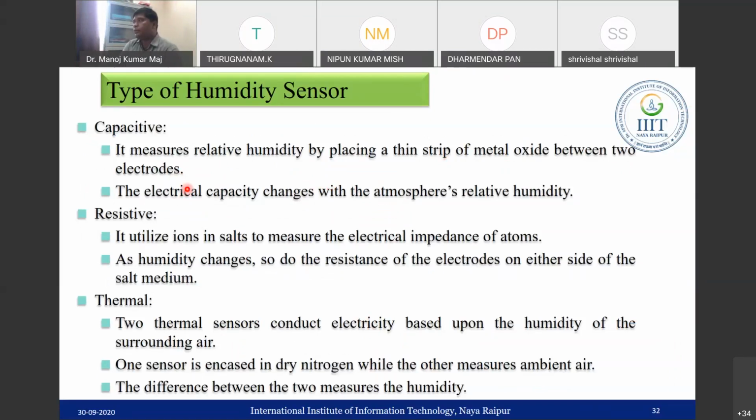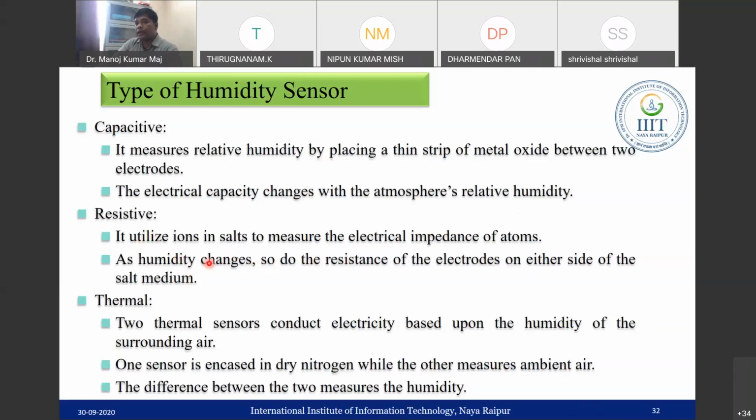Because in the capacitive nature, mainly we are placing two metals, and in between there is an insulator. So in this case also we are doing the same thing: we are placing the metal oxide between the two thin strips, and it can act as a capacitive humidity sensor. Another one is the resistive type.